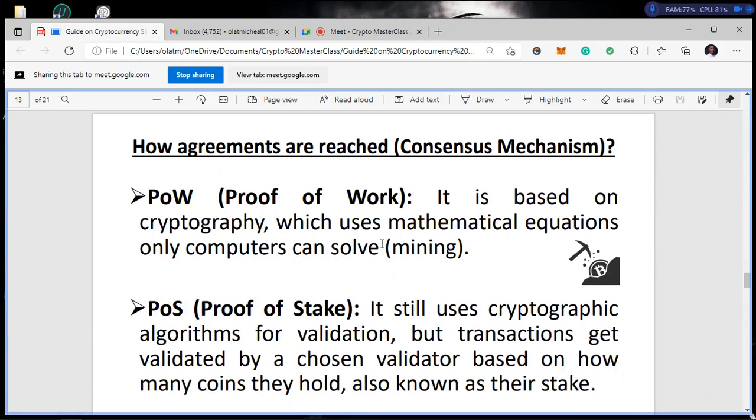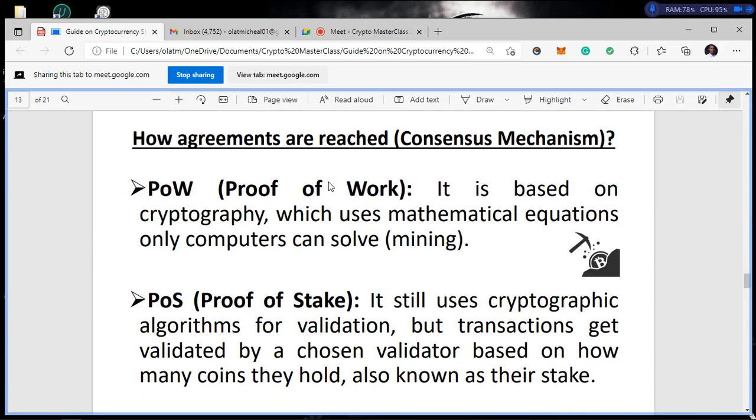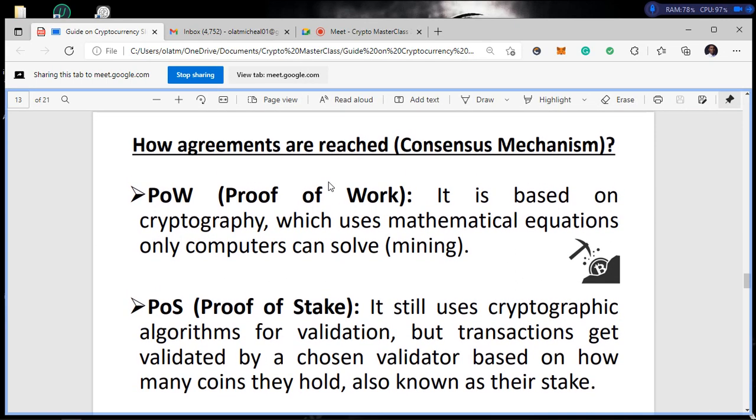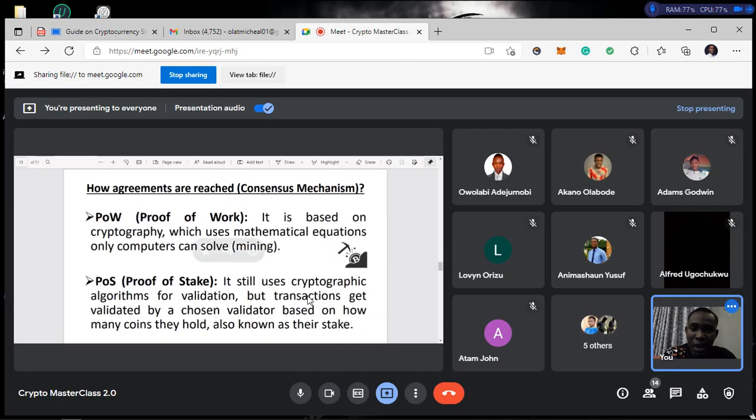So now, how agreements are reached. We also have something we need to note when we are dealing with the blockchain. There are ways in which agreements are reached on the blockchain, and we call that a consensus mechanism. That is agreement between various parties. The two popular ones, we have more than two, but for this class, we only stick to two. The first one is POW, which we call proof of work, while the second one is POS, which we call proof of stake.